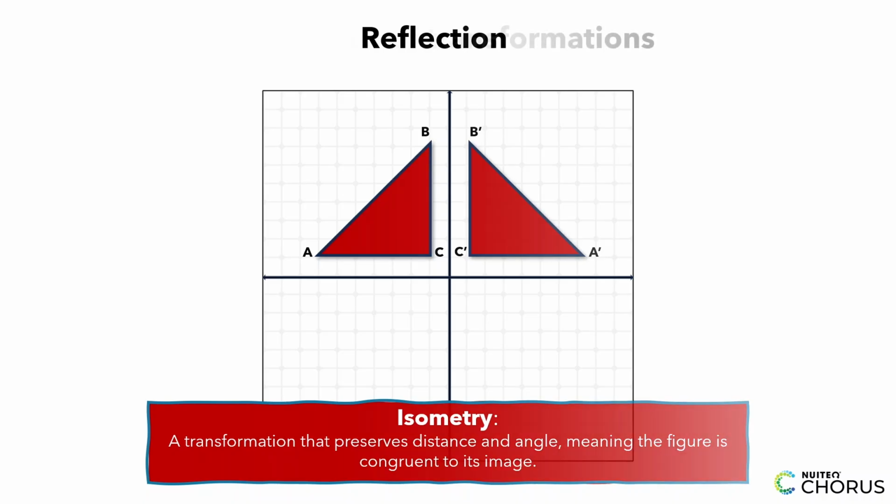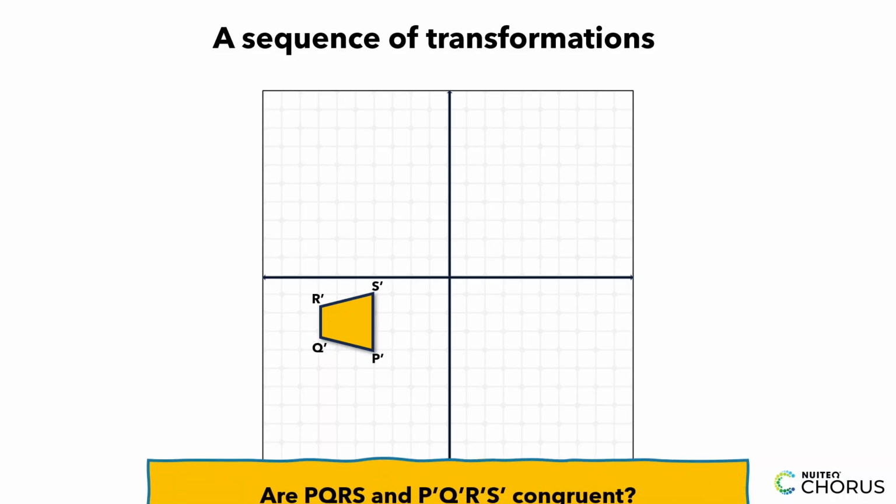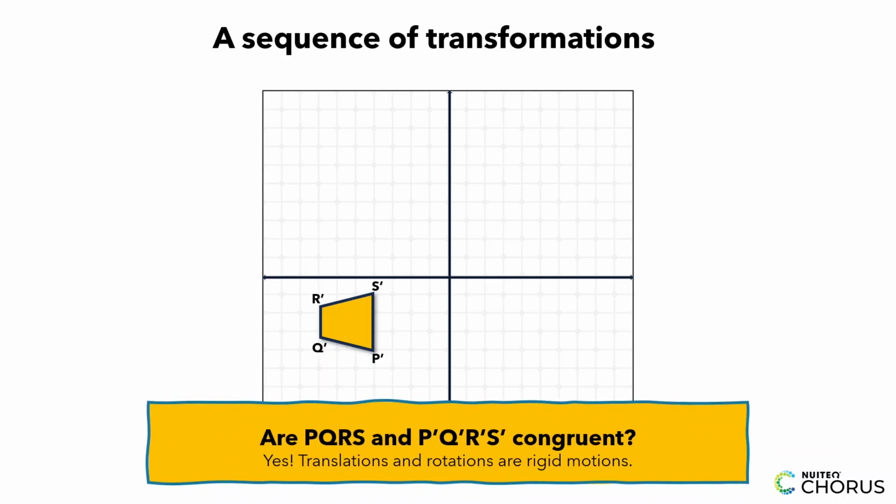Now let's try a sequence of transformations. Suppose you have a quadrilateral PQRS. First, translate it 5 units right and 3 units up. Then rotate it 90 degrees counterclockwise around the origin. Are PQRS and P'Q'R'S' congruent? Yes, because translations and rotations are rigid motions. They don't change the shape or size. You can even prove congruence by matching corresponding sides and angles.